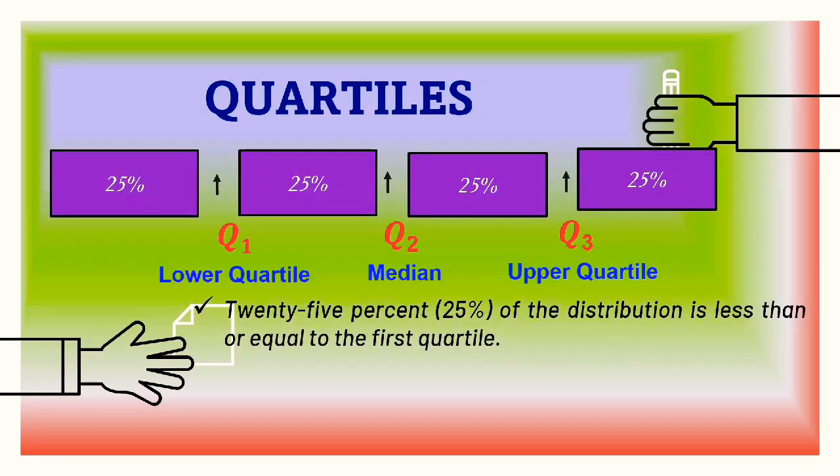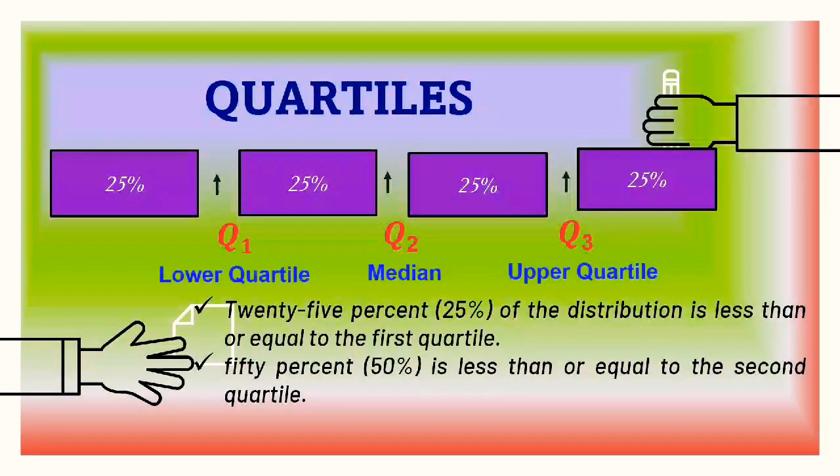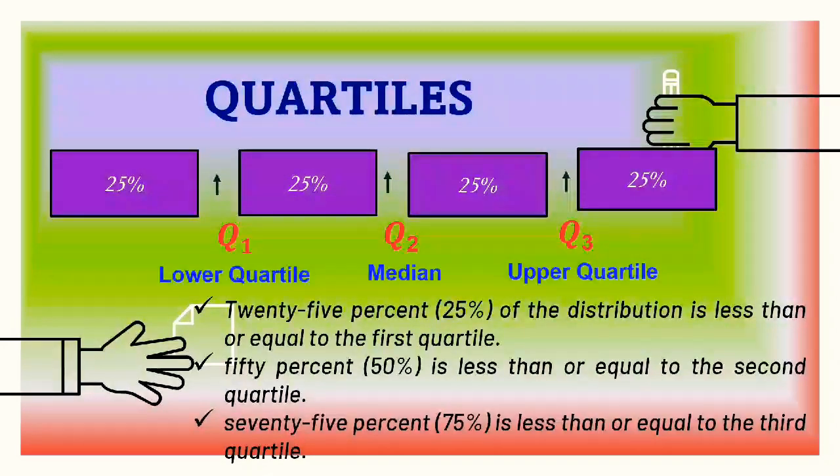It also means that 25% of the distribution is less than or equal to the first quartile. Second, 50% is less than or equal to the second quartile. And last but not the least, 75% of the distribution is less than or equal to the third quartile.